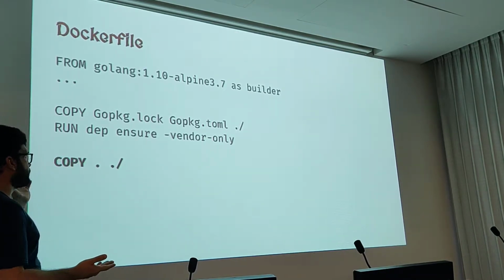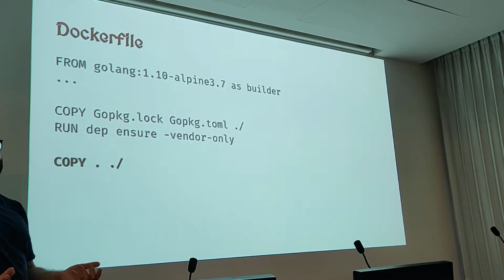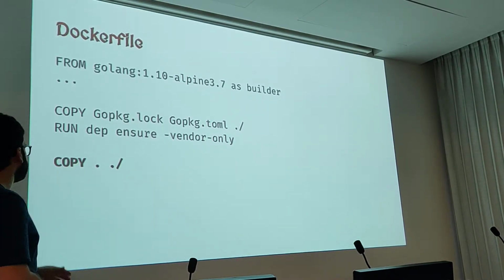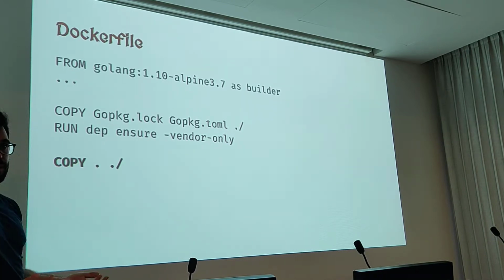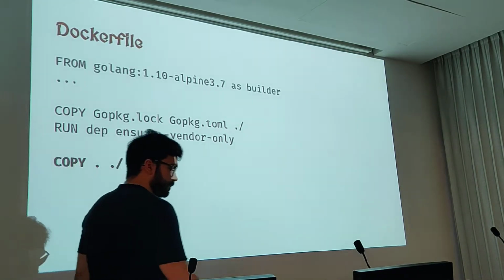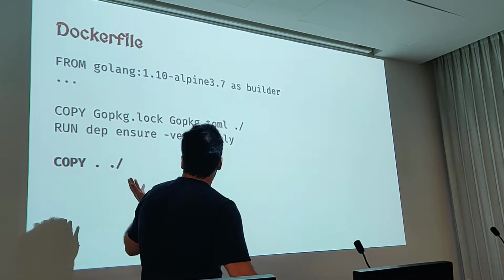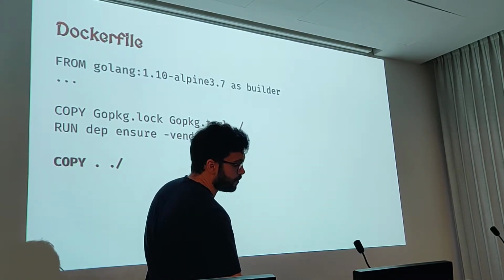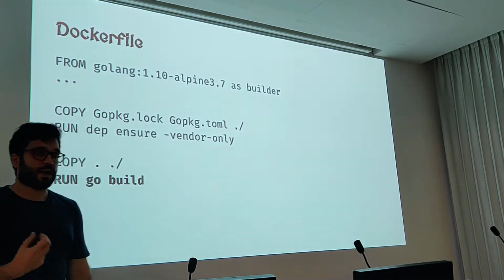I am showing you this for Go, but it's actually the same, for example, on Python with the requirements.txt, or on Ruby with some other dependencies. Okay. It's usually the same. You copy the minimal thing we need to install the dependencies, and then you copy your code. And then we run go build.